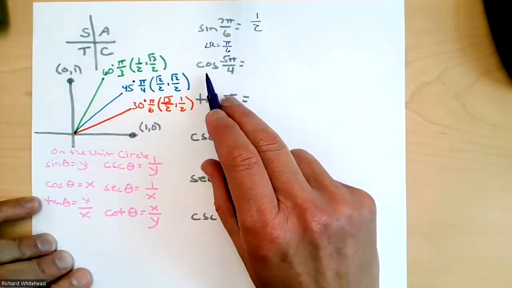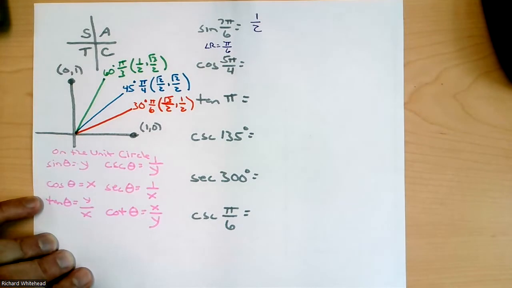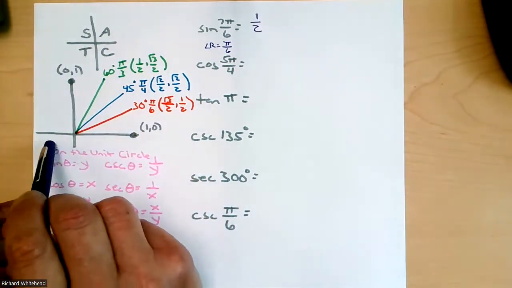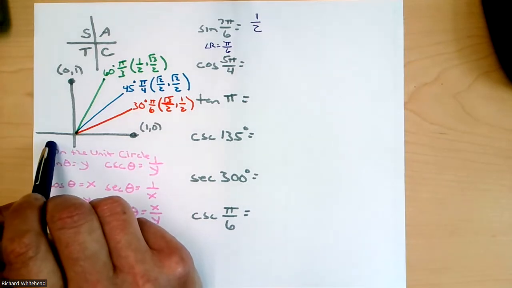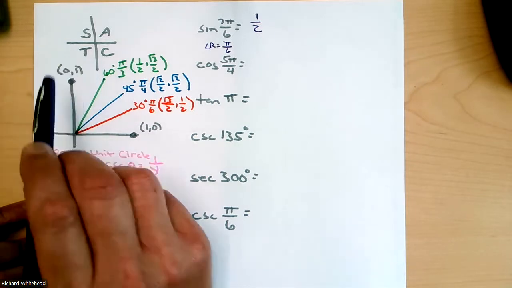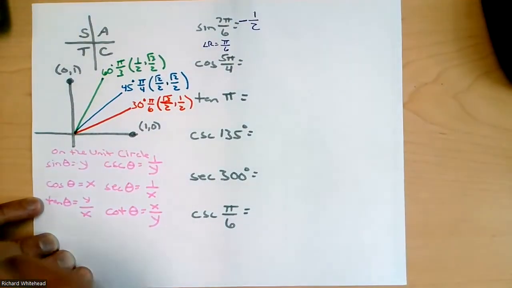How about this? Oh yeah, 7 pi over 6. Uh-oh, we got to figure the quadrant. 7 pi over 6 is third quadrant. So you got to say, uh-oh, third quadrant, only tangent and its reciprocal are positive. So that means that guy gets a negative.